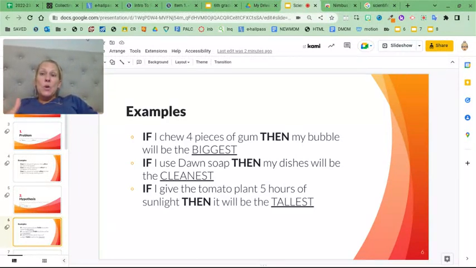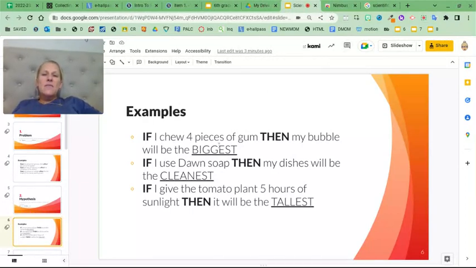Does the type of soap? Yes, if I use Dawn soap, then how clean will my dishes get? Then my dishes will be the cleanest. And finally, we talked about the tomato plant. Does the amount of sun affect its height? So if I give that tomato plant 5 hours of sun, I'm answering the amount of sun, then how's its height look? It will be the tallest.